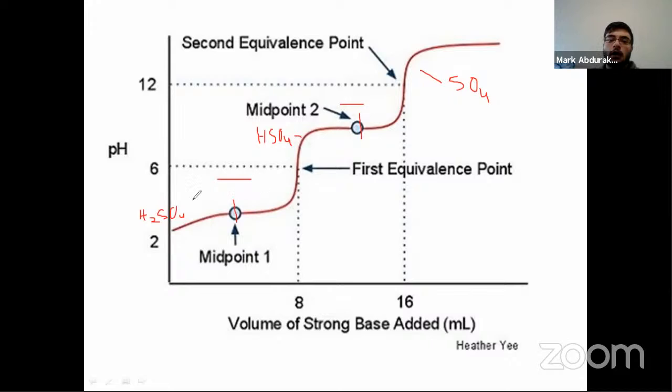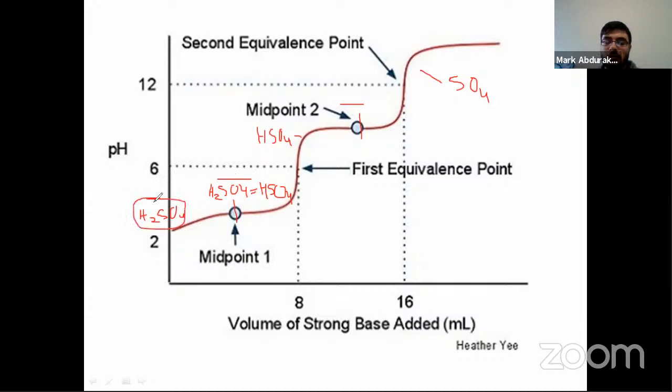exactly half of the acid has been converted into conjugate base. So at this midpoint one, half of the H2SO4 has been converted to HSO4. At this point, there's an equal amount of H2SO4 and HSO4, right? So half of the total amount has been deprotonated. This may seem familiar because this is the exact definition of pKa, right? So the pH at the midpoint is actually equal to the pKa of this initial acid, okay?